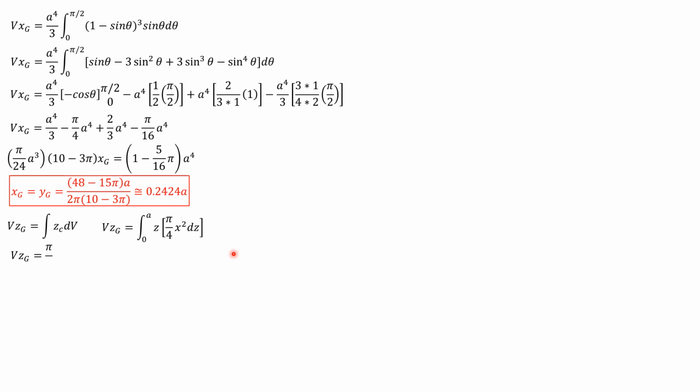So volume G sub z equals pi over 4 integral of z, then x squared, which is quantity a minus a square root of a squared minus quantity a minus z squared dz. Expand, so volume G sub z equals pi over 4 integral 0 to a of z quantity a minus a square root of 2az minus z squared quantity squared dz. So it is just repeated.